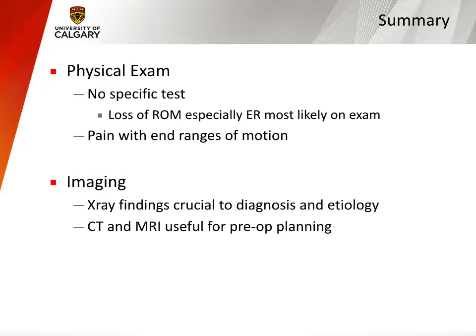So in summary for this short podcast, on physical exam there are no specific tests, but loss of range of motion, specifically external rotation, is probably your most sensitive finding for glenohumeral arthritis. But really you're going to diagnose this disease on imaging. X-ray is going to be your go-to, and then higher level imaging such as CT and MRI is useful for preoperative planning mainly.